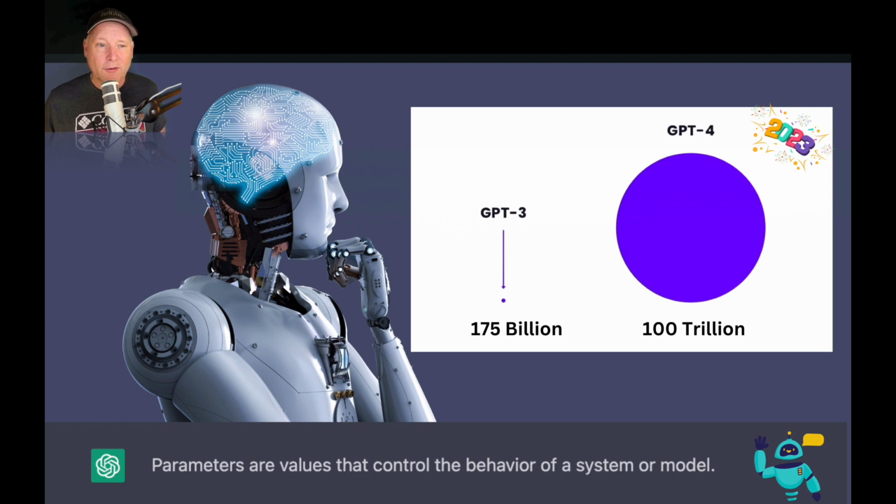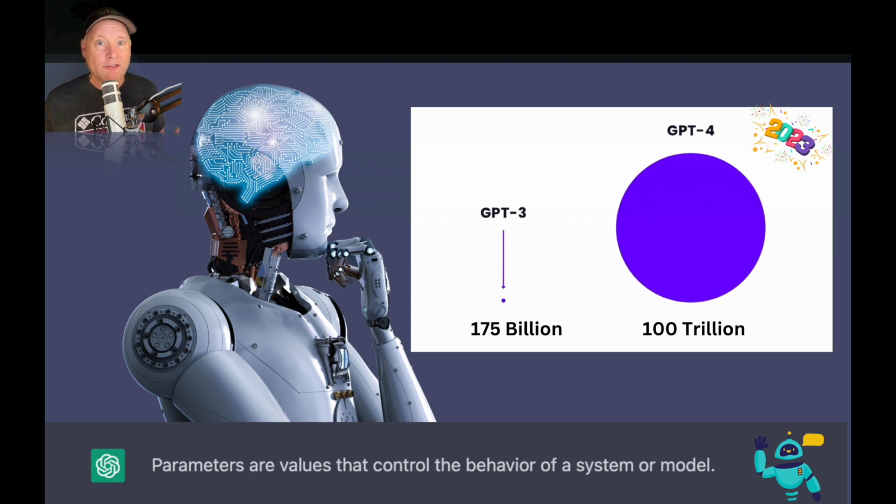ChatGPT currently uses 175 billion parameters, and parameters are values that control the behavior of a system or model, kind of basically what it looks at when it looks at giving an answer to your question. Later on this year, it should shoot to 100 trillion. And it's hard to understand the difference between 175 billion and 100 trillion, but you can see this little tiny dot down there and then the big, huge dot. So that is how much more powerful it's going to be.